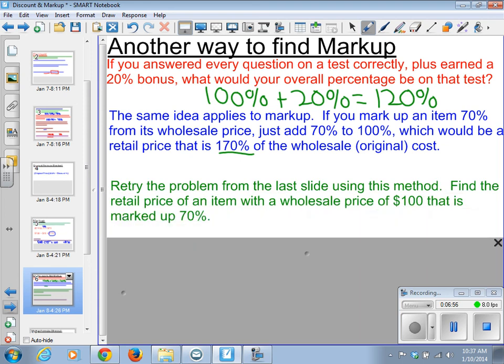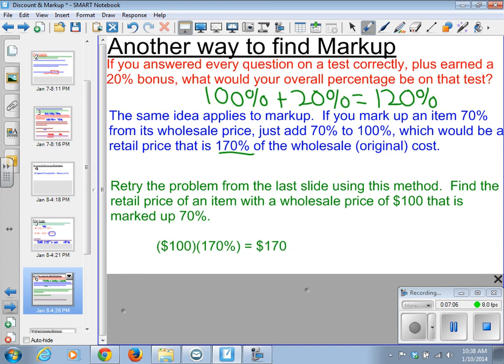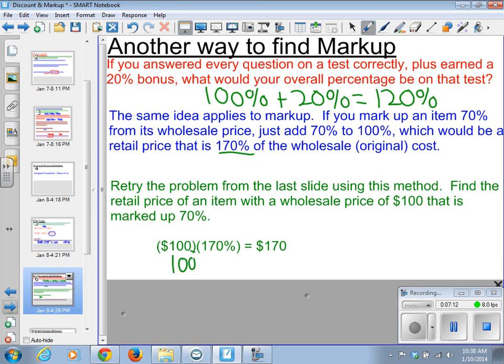So we retry the problem from the last slide. Again, find the retail price of an item with a wholesale price of $100 that's marked up 70%. Take $100 times 170%, which would be 100 times 1 7/10. Guarantee you will get $170.